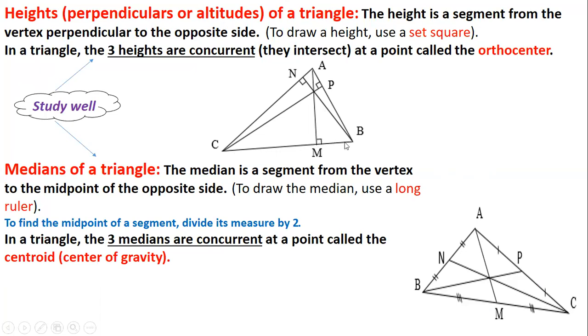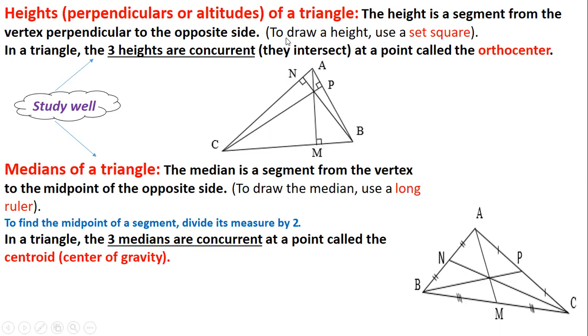The horizontal line in my ruler, I put it on BC, which is the side, and the vertical line in the ruler should pass through the vertex A, and I draw a perpendicular or a height. It is called AM. Now, after drawing the height, I make a right angle. Always in the same way, I draw the height from C to side AB, and I draw a height from vertex B to side AC.